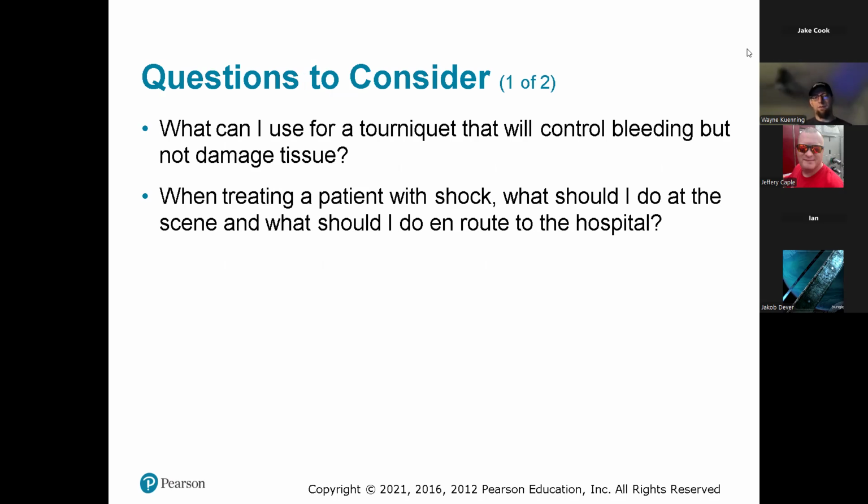What can you use that you have on your body that will control bleeding but not damage tissue? More than likely, most people have a belt, and that's probably the only thing that can be used as a modified tourniquet. Otherwise, try to resort to commercial grade tourniquets.